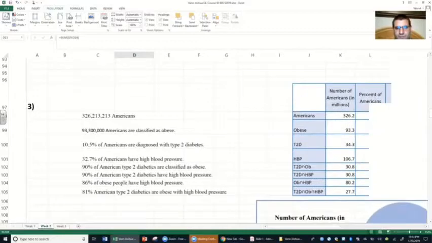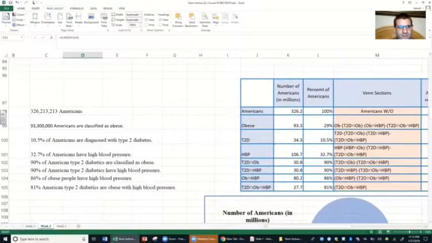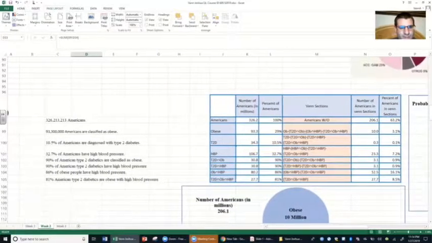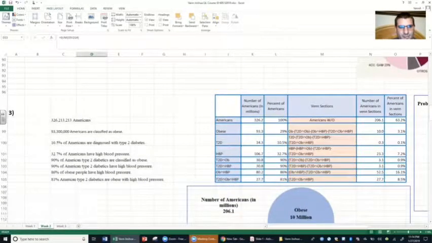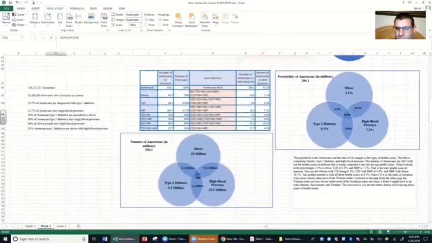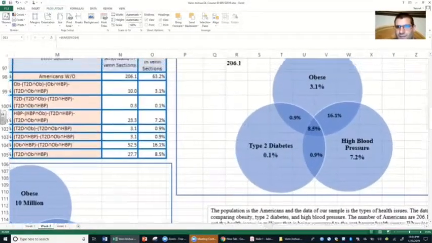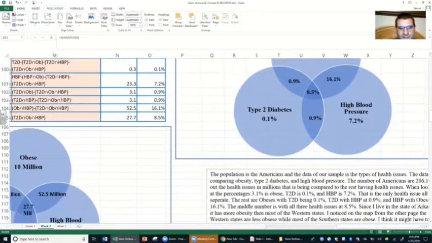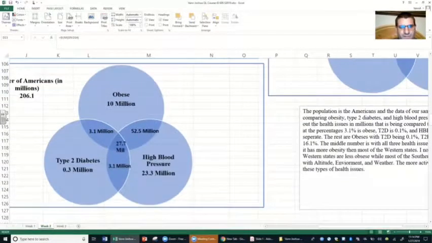Then on question 3, we looked at the figures of Americans with high blood pressure, type 2 diabetes, and a combination of either, and obesity. And then we put those into a Venn diagram. In one of the Venn diagrams, we showed it in percentages. And then in the other Venn diagram, we showed it as millions.